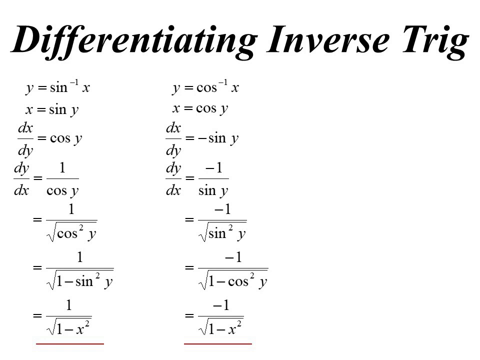We get two very similar derivatives. It's just that one is positive and one is negative. The inverse cos goes to negative 1 on the square root of 1 minus x squared.